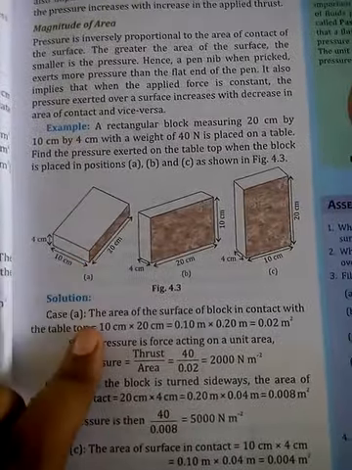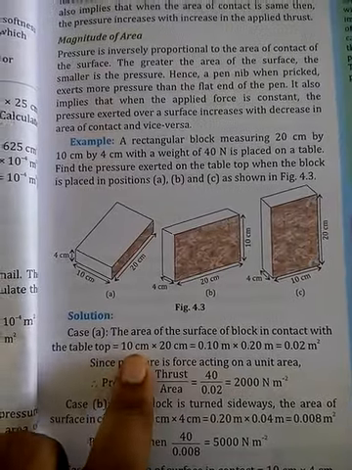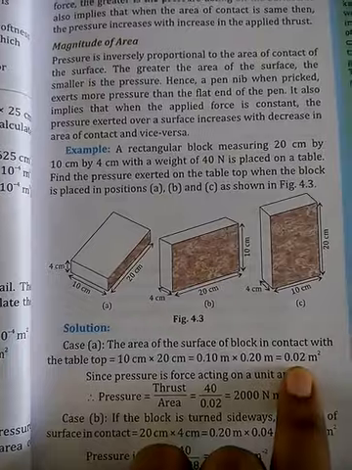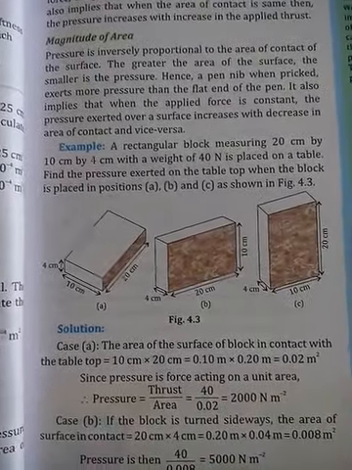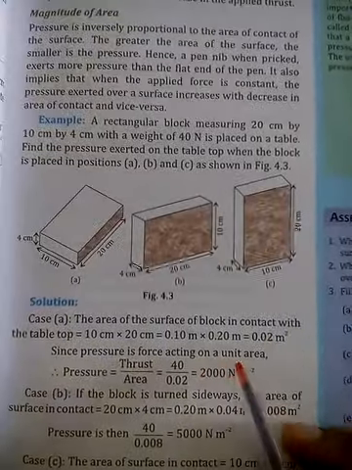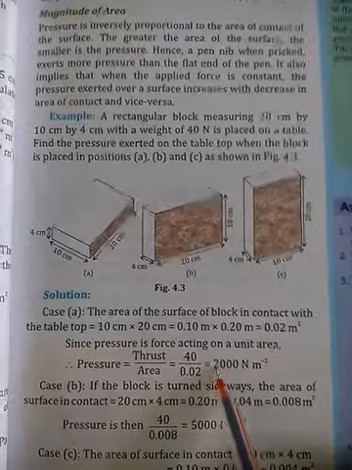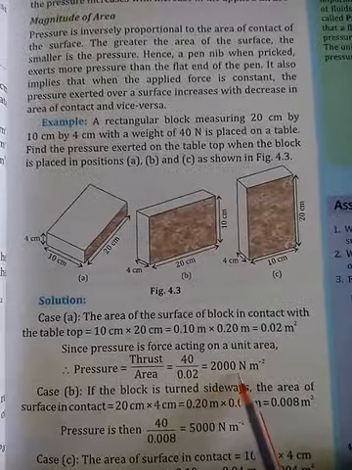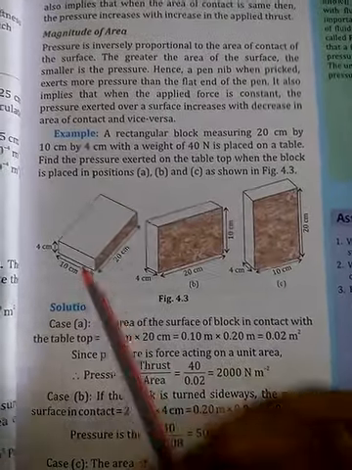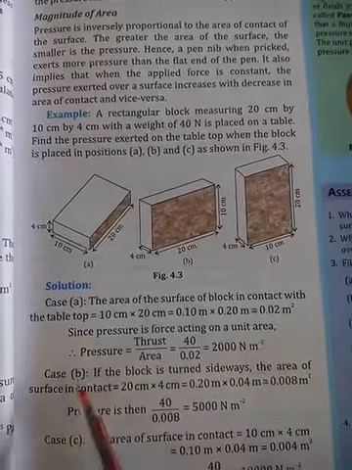Case A. The area of surface of the block in contact with the tabletop is 10 centimeter into 20 centimeter. You have to convert it into meters, so you are getting 0.02 meter square. Since pressure is force acting on a unit area, in this case pressure is equal to 40 by 0.02, you can see 2000 Newton per meter square is the pressure. So for the first case you are getting 2000 Newton per meter square.